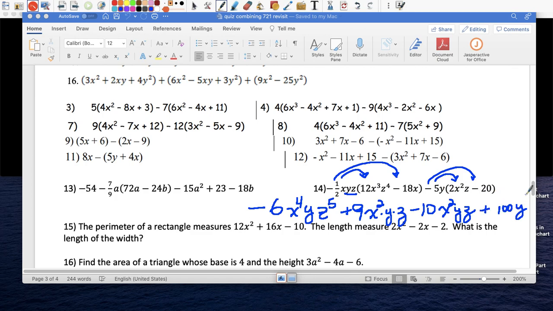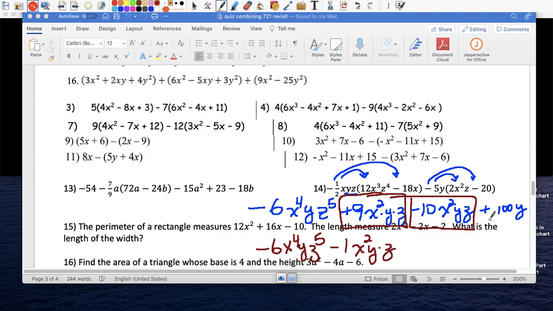Are there any like terms here? Well, there is. Look, these two are exactly the same variables with the same exponents. So this guy, I don't do anything with it. These two, 9 minus 10 is going to be negative 1, right? And then copy the variables as they are. And then don't forget the plus 100y.